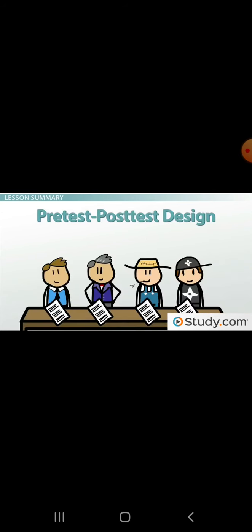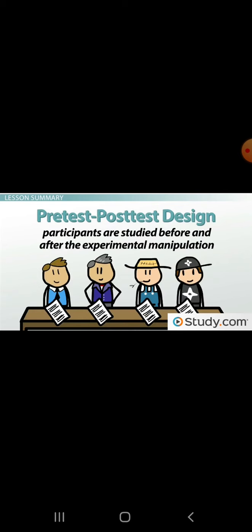Quasi-experiment is simply defined as a not true experiment. A true experiment has one main component: randomly assigned groups. The main types of quasi-experiments are non-equivalent groups, defined as existing groups are not divided. Pre-test post-test design, defined as participants who are studied before and after the experimental manipulation.